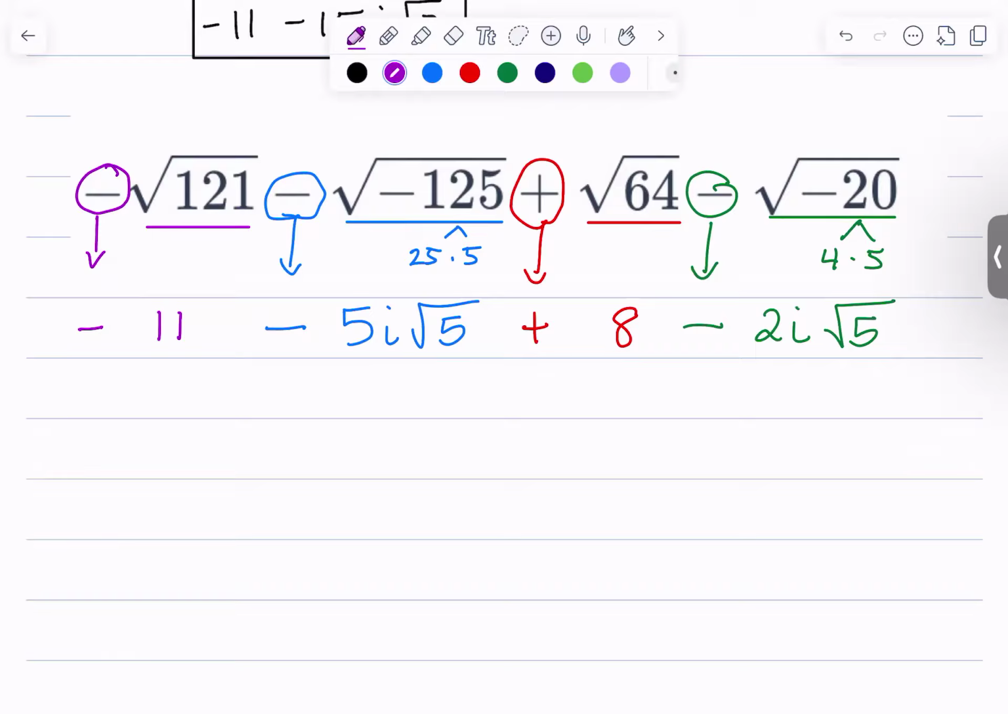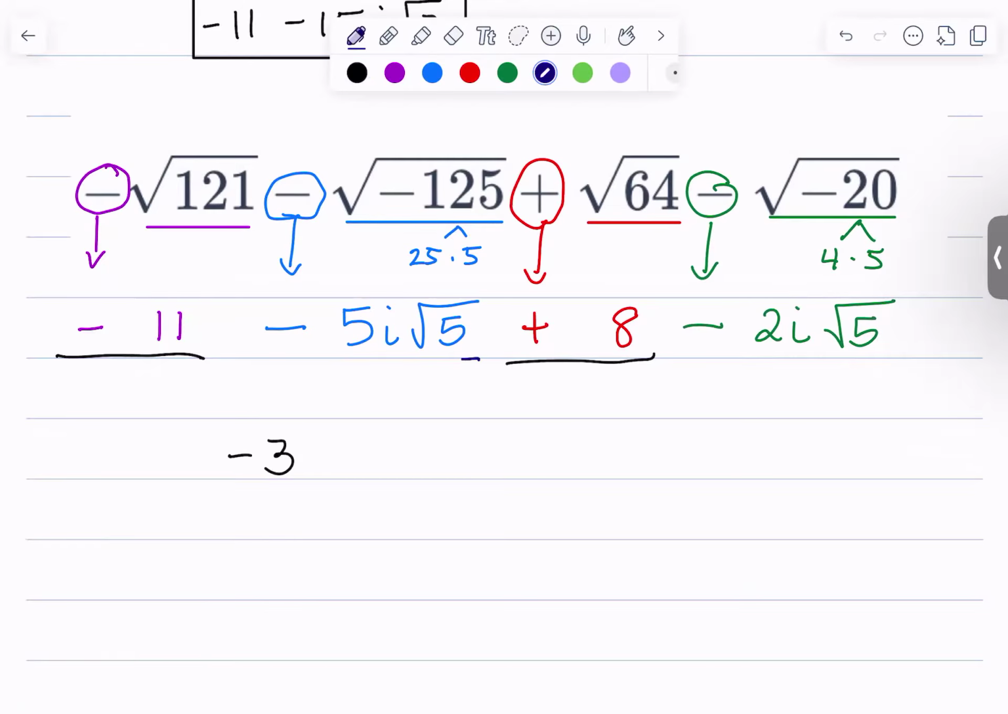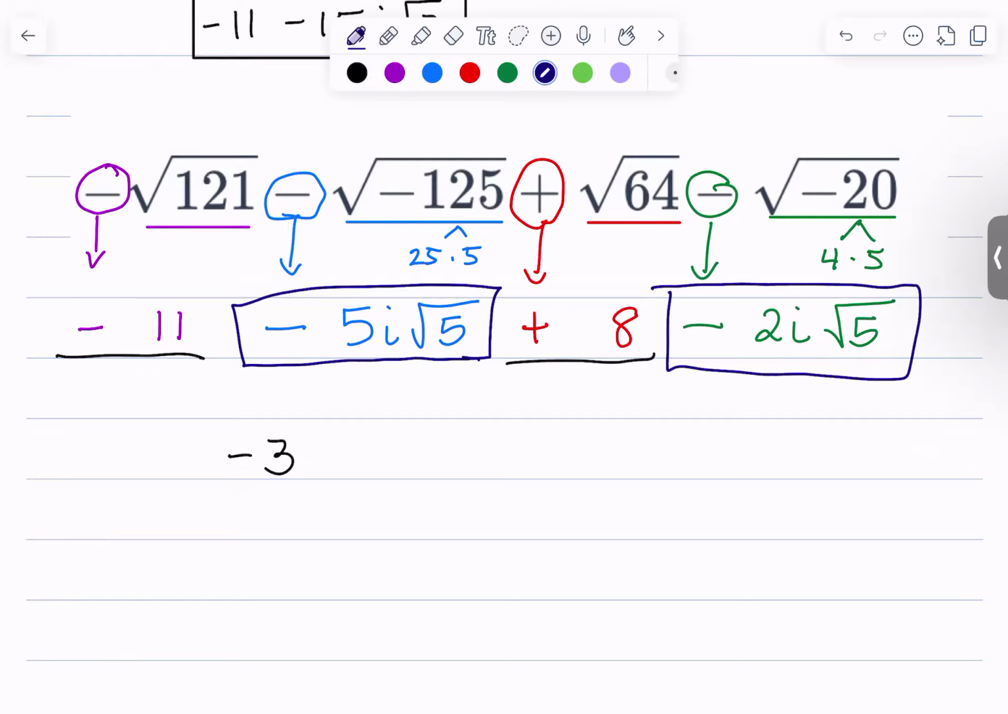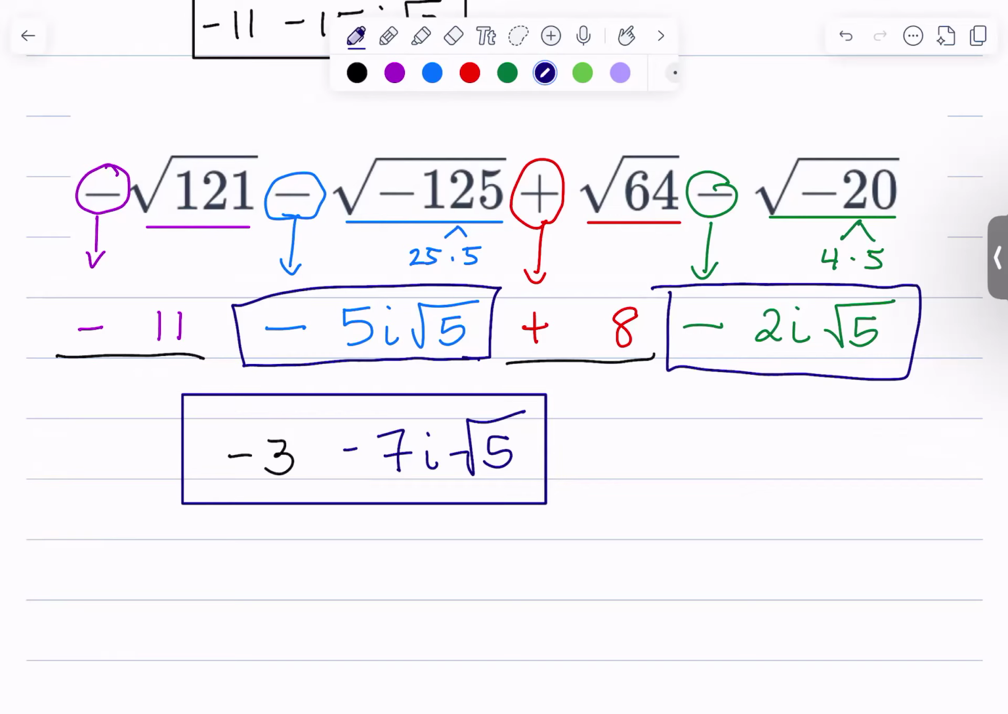Okay? Now, since the real numbers, negative 11 plus 8 is negative 3. And then we have this guy here minus this guy here. So I have negative 5 minus 2, which is negative 7i square root of 5. So that would be your answer. Okay? Yes.